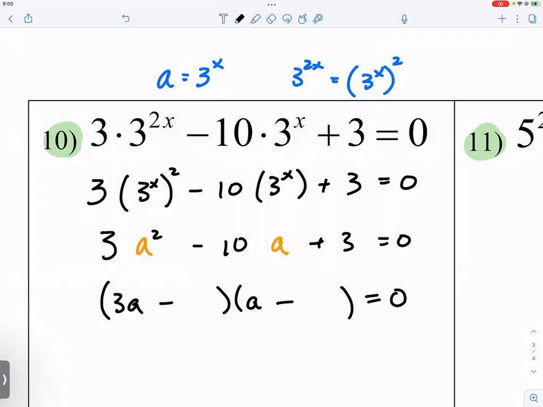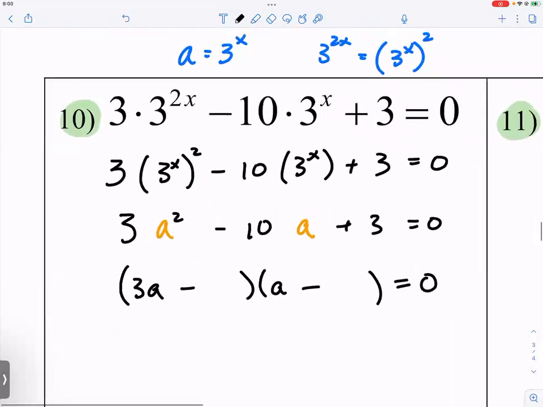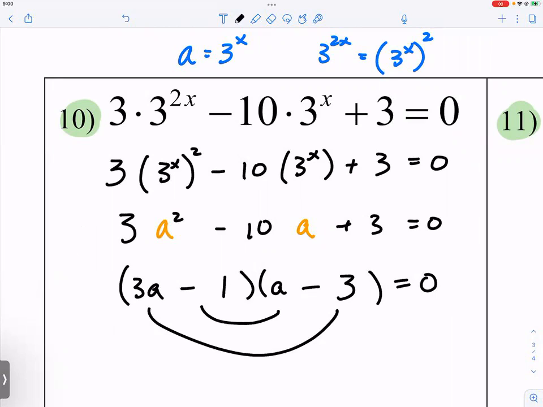So then after we do the outside and inside in the FOIL, how can we get a negative 10a? Where do we place the 3? Where do we place the 1? Putting it here would be a good one, because 3a times negative 3 is negative 9a, and then plus negative a gives you a total of negative 10a. So that's how you know these are going to be the factors.